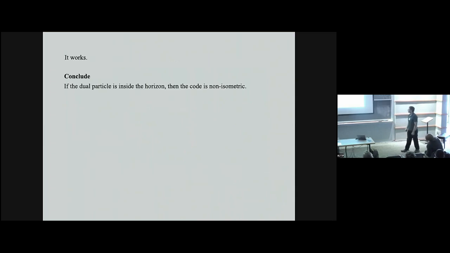The conclusion of this calculation is that it works, in the sense that the transition happens at exactly the right point. As you take this particle in the bulk and move it across the horizon, the transition occurs from isometric to non-isometric. These are complicated black holes. They're not spherically symmetric, and they're not time independent. So there's a whole complicated curve that describes that apparent horizon, and it works anywhere along that curve.